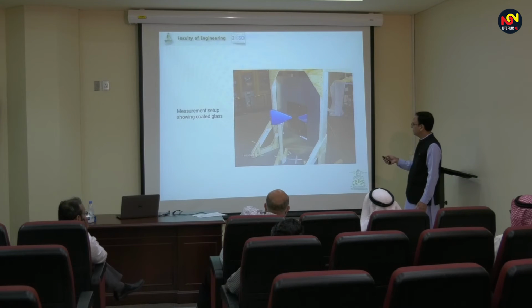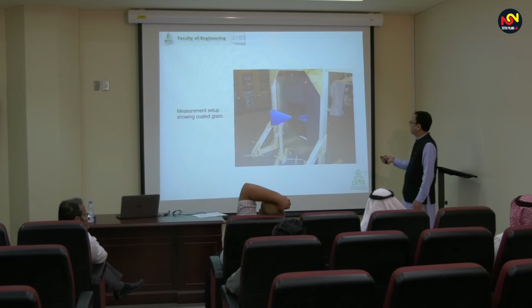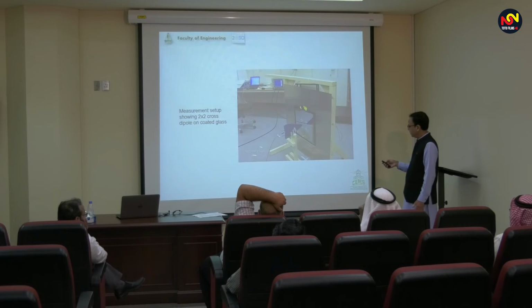Now, here is the measurement setup. You can see here we created a metallic sheet so the signal doesn't go through this, and we put the glass. You can see here is the glass and this is the coating on the top. There is nothing inside. And if you go to the next one, now you can see the same glass, but we have now etched this one. There are 2 by 2 cross dipoles here, and now we are mirroring again.